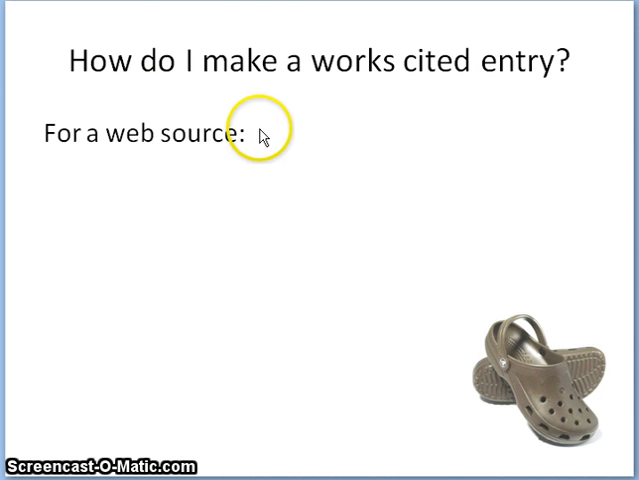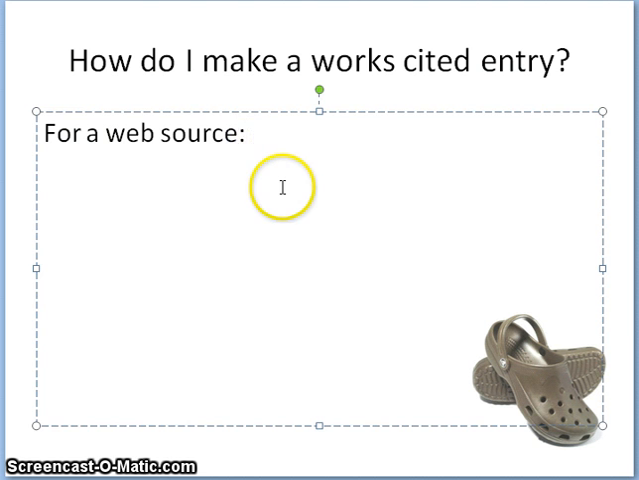How do you make a works cited entry? Let's just start with a web source, because that's a typical resource that you're going to be using for your papers. This follows a pattern. The first thing you're always going to put, if you can find it, is the author's last name, comma, the author's first name, and then a period.